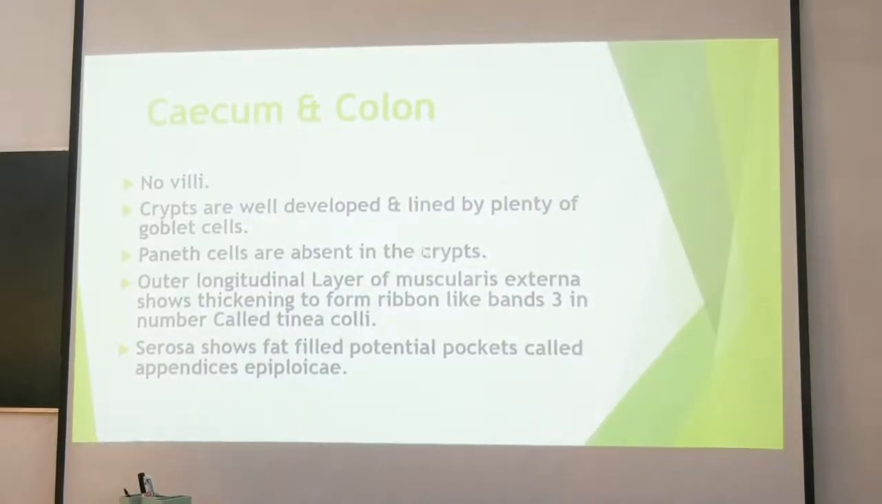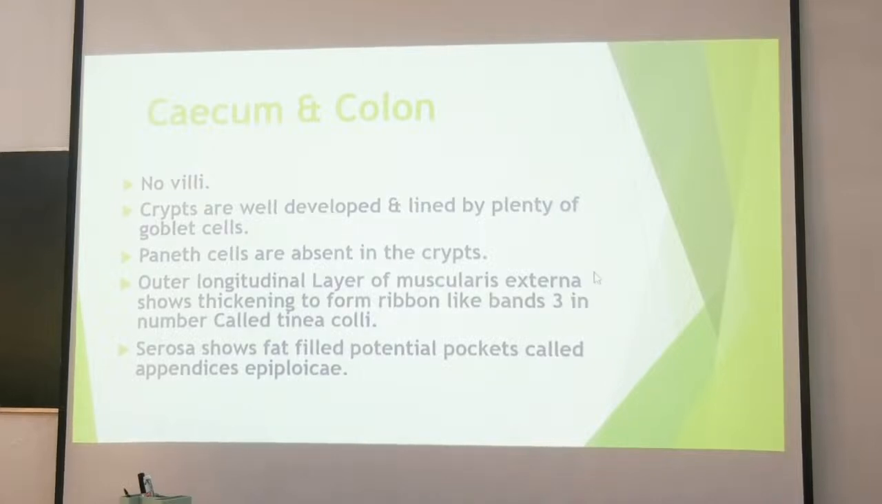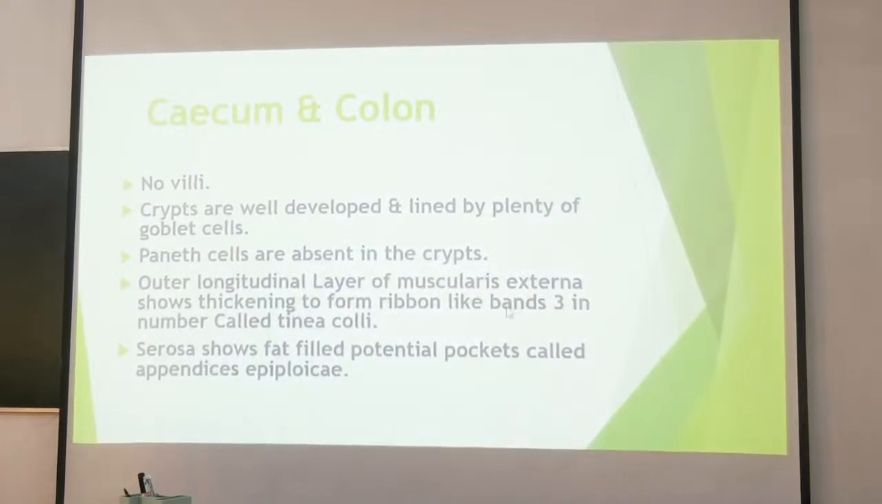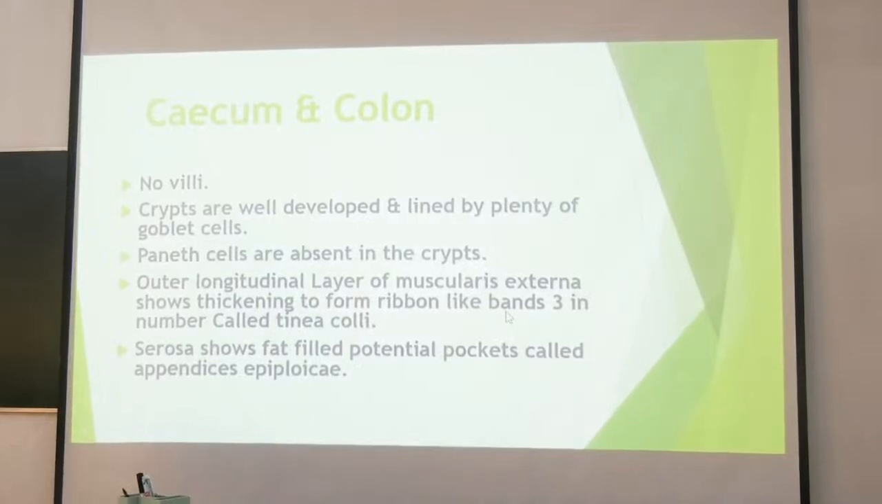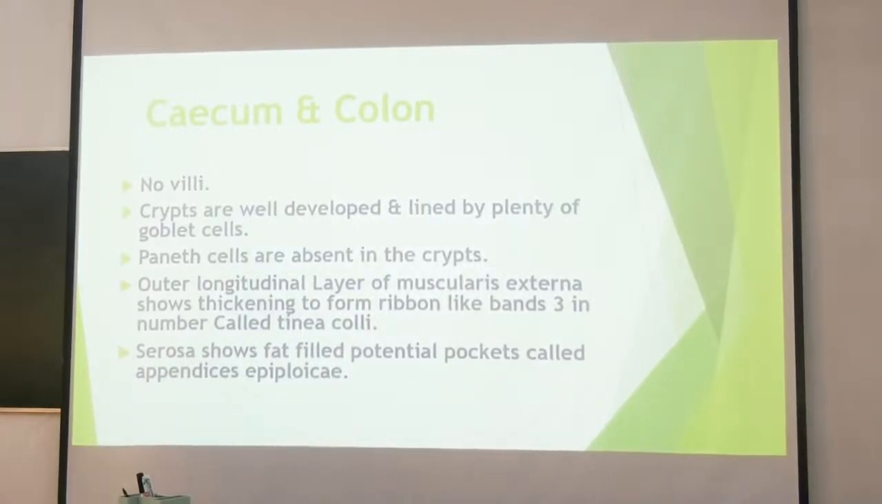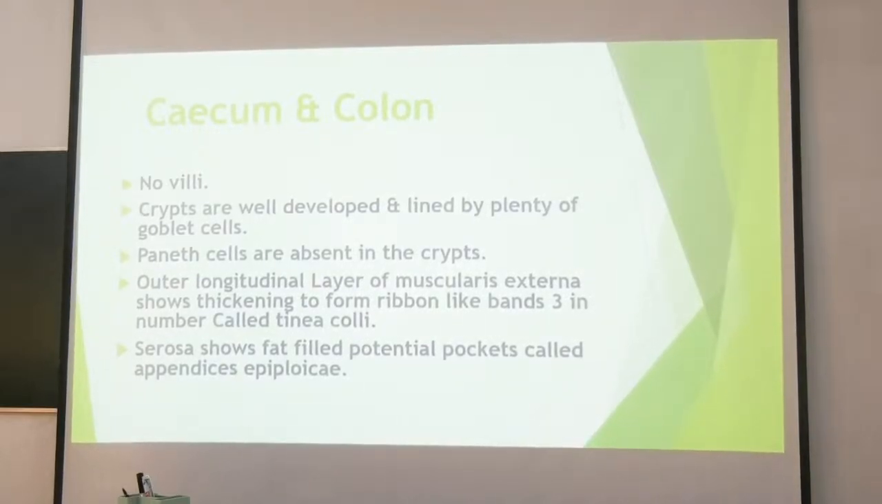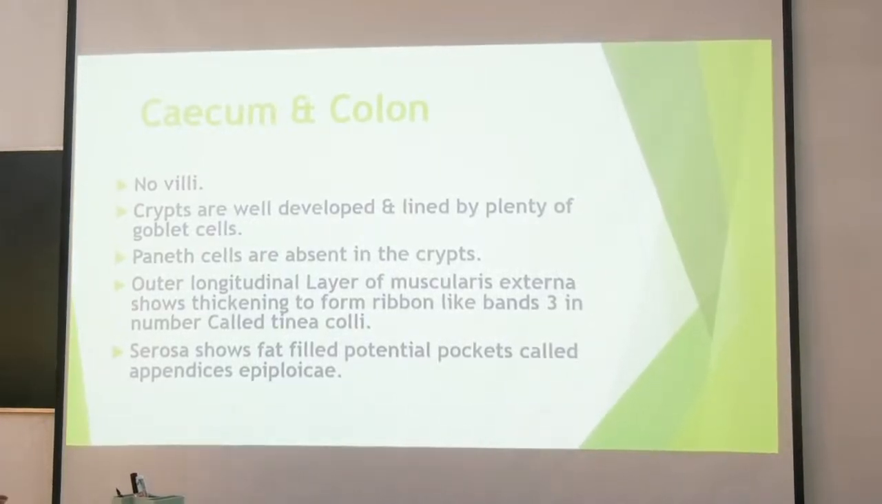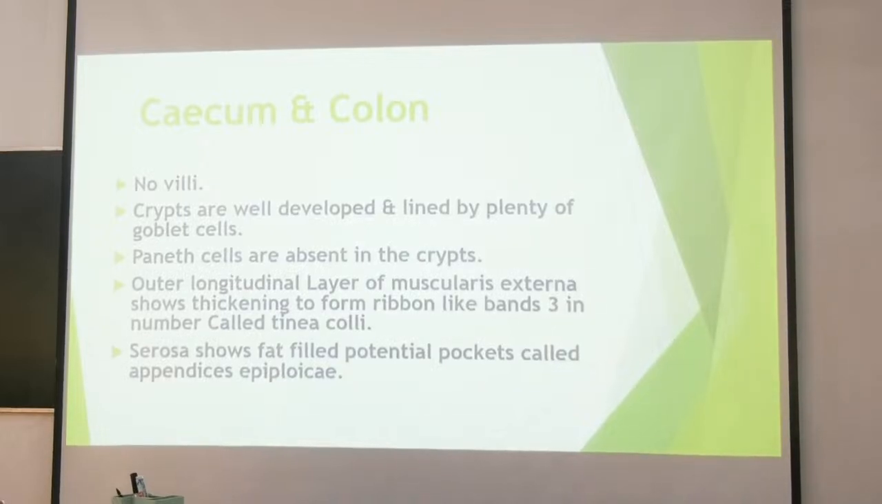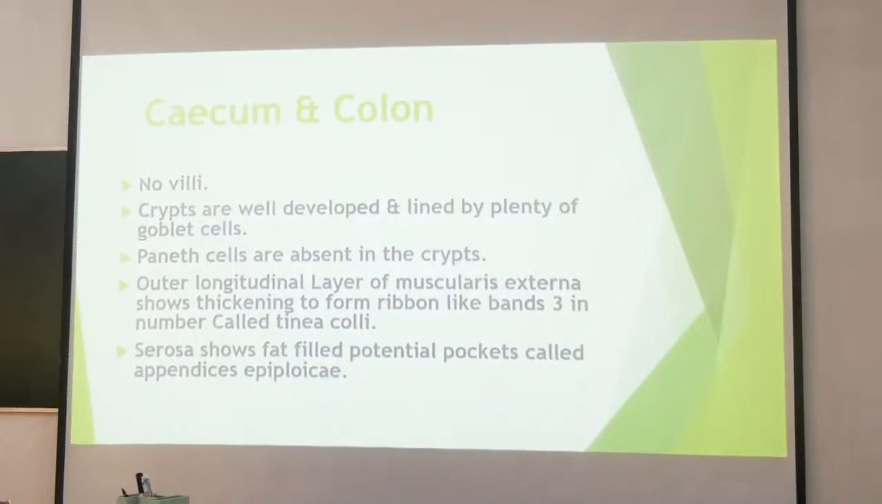Then the outer longitudinal layer of muscularis externa shows thickening in ribbon-like bands. This thing I told: how many ribbons are running? Three. There are three ribbons running throughout the colon. These are known as tinea coli. Write down this feature. In which layer? That is also important: the outer longitudinal layer. The outer longitudinal layer of muscularis externa has thickening in the form of ribbon-like bands, three in number. These are known as tinea coli.